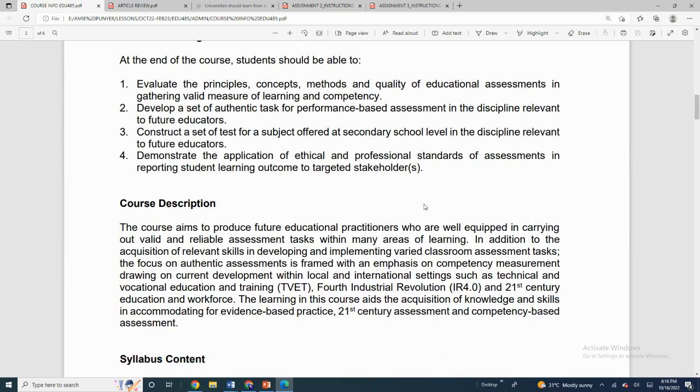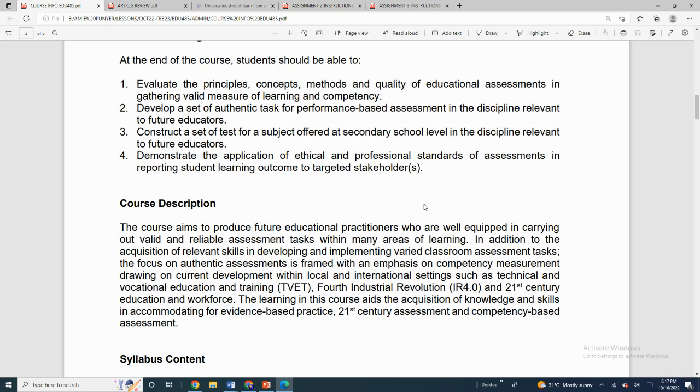Okay, so further up, we have the course learning outcomes. I'm not going to read out the course learning outcomes to you, but in essence, these are the skills and the knowledge that you will be equipped by the course and the things that you will be able to do by the end of the 14 weeks of this semester.